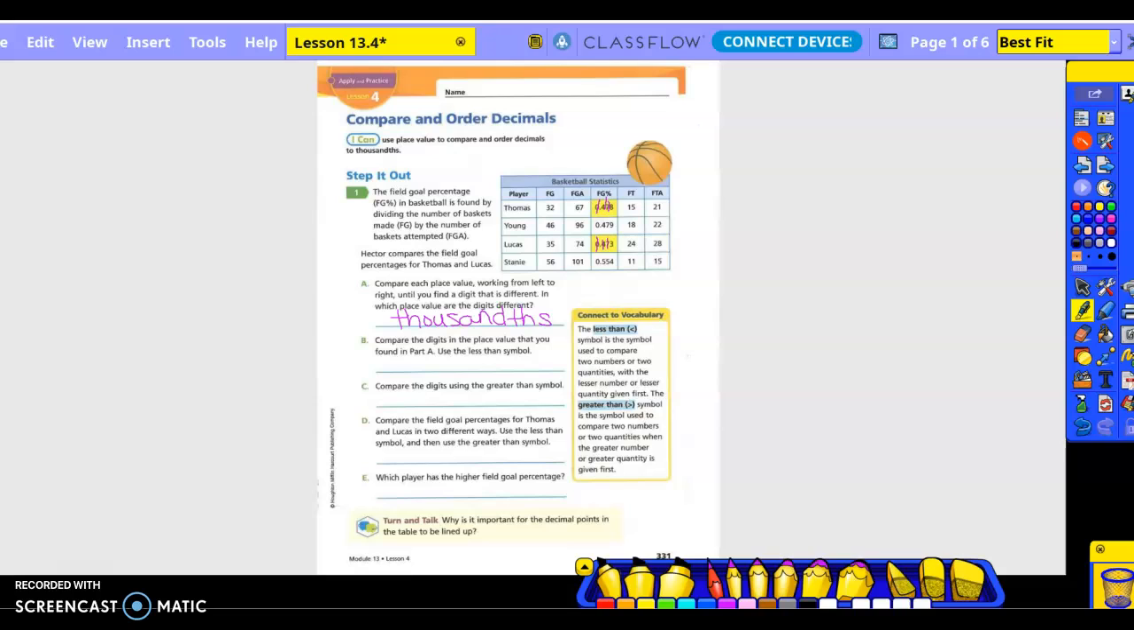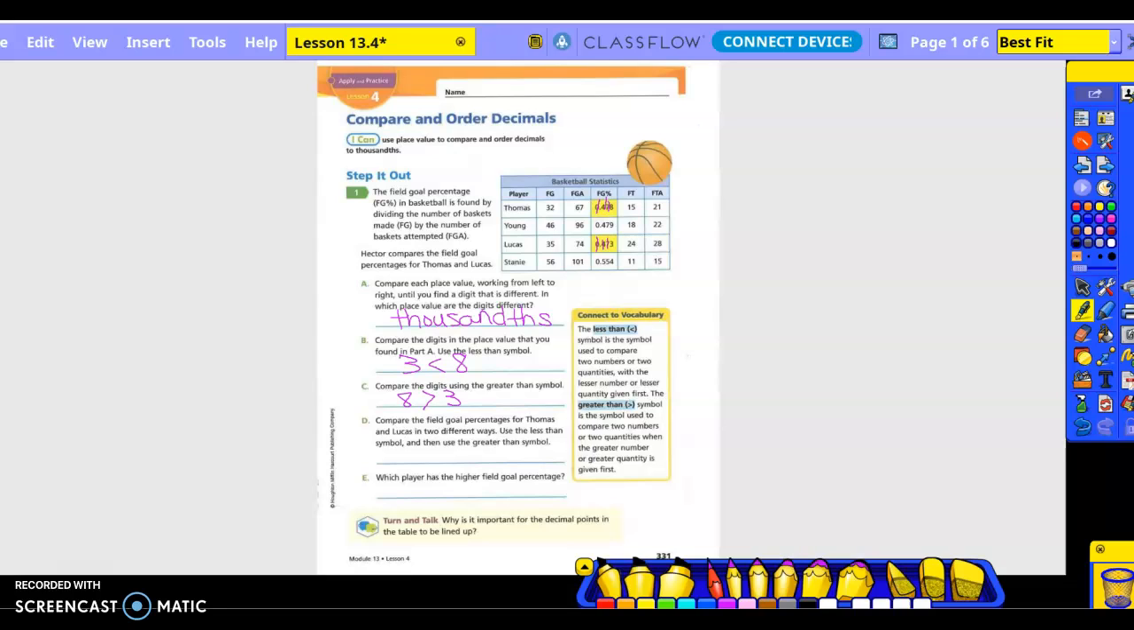Compare the digits of the place value that you found in part A. Use the less than symbol. So we have an 8 and we have a 3. So 3 is less than 8. Compare the digits using the greater than symbol. So in this case, you would say 8 is greater than 3.